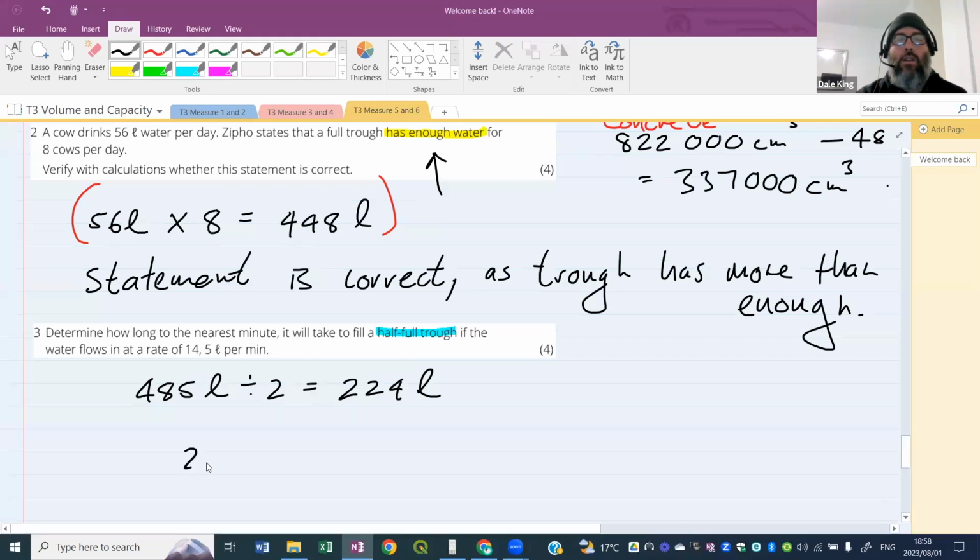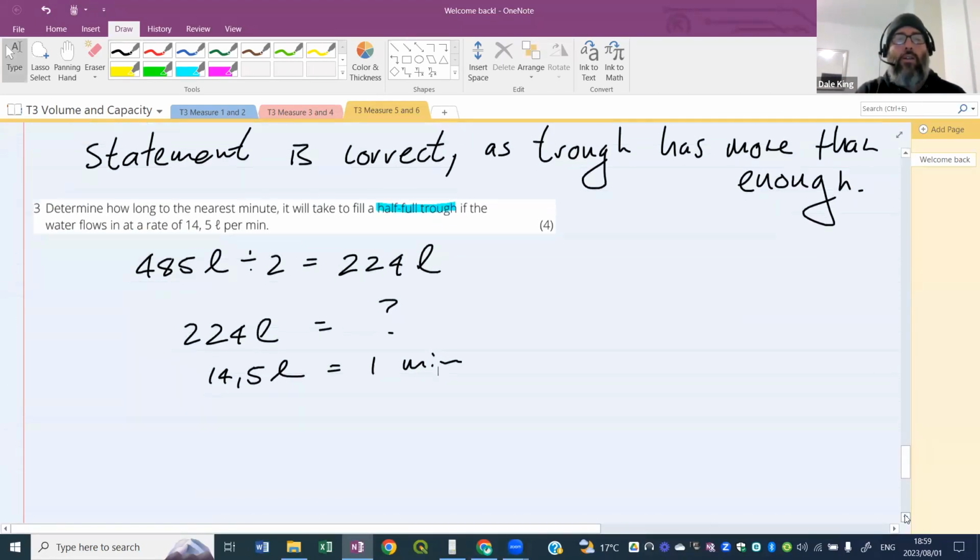You guys, like has been suggested tonight, will use a relationship like this. 14,5 liters is equal to 1 minute. Then how many minutes is 224? So you guys will use this kind of relationship. Absolutely fine. All right, so let's use this.